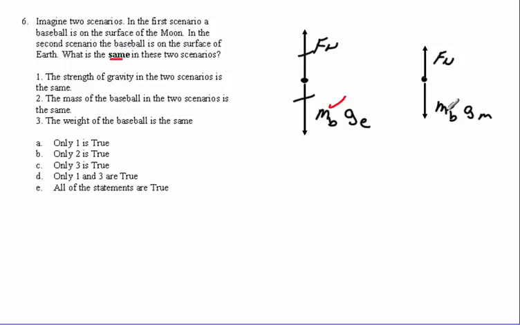Well, we know the mass is not going to change. So the strength of gravity in the two scenarios is the same. We know that's incorrect because the strength of gravity on the moon is going to be less than the strength of gravity on Earth. The mass of the baseball in the two scenarios is the same. Yes, we definitely know that's true. The weight of the baseball is the same. Well, this is equal to your weight. If the baseball was sitting on the scales, the normal force would be the scale pushing back up. We know right now that this value here is going to be less. So this is incorrect too. So the answer can only be B.